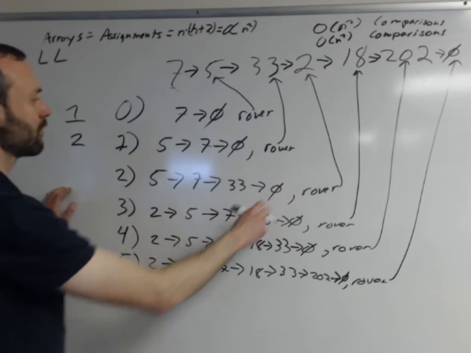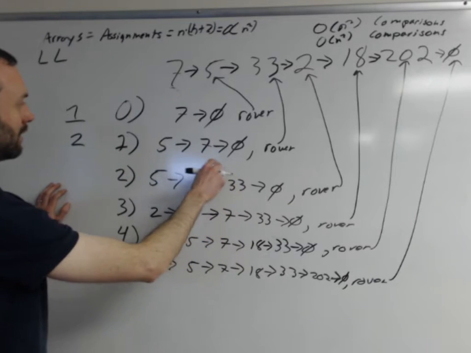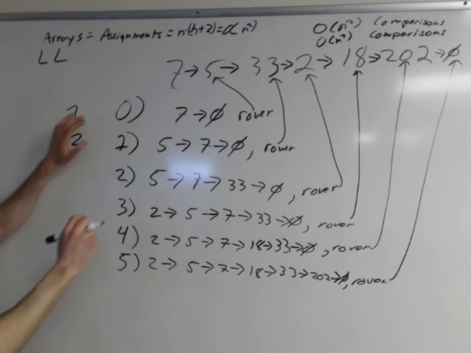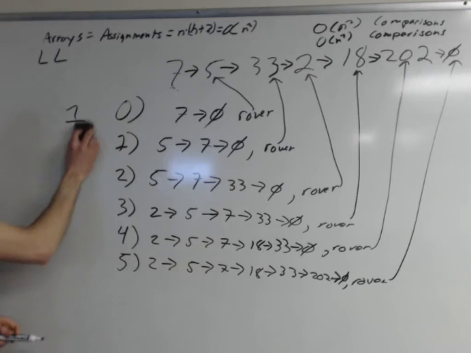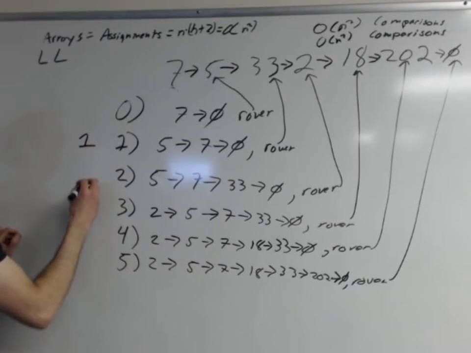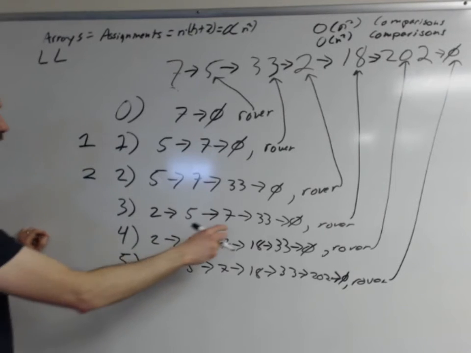Oh, hold on a second. I skipped 1. We have the 33. Sorry about that. Let me roll back. I have put the wrong numbers in the wrong locations. There was 1 assignment here. There were 2 assignments here.